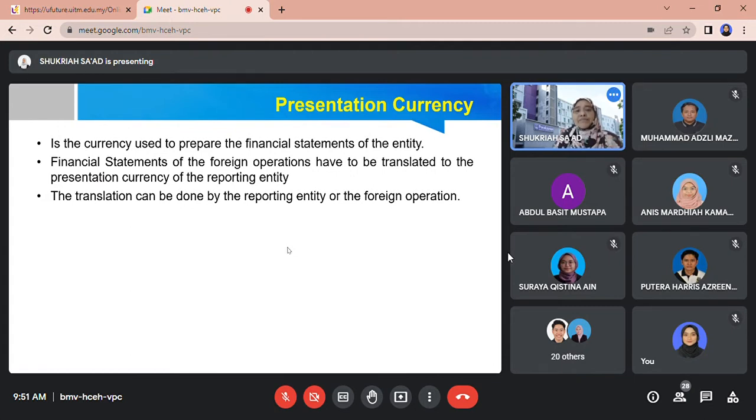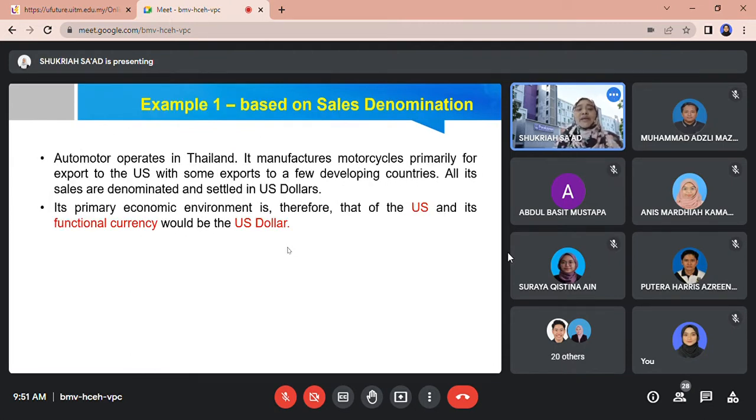Example 1. Automoto operates in Thailand, it manufactures motorcycle primarily for export to US with some export to a few developing countries. All the sales are denominated and settled in US dollar. So US dollar will be dia punya functional currency. Dia punya functional currency is US dollar, bukannya Thai baht.